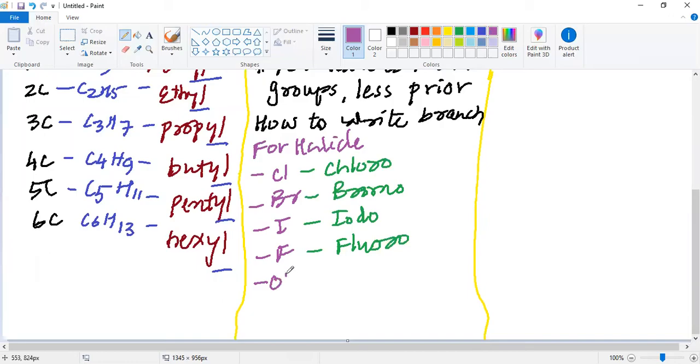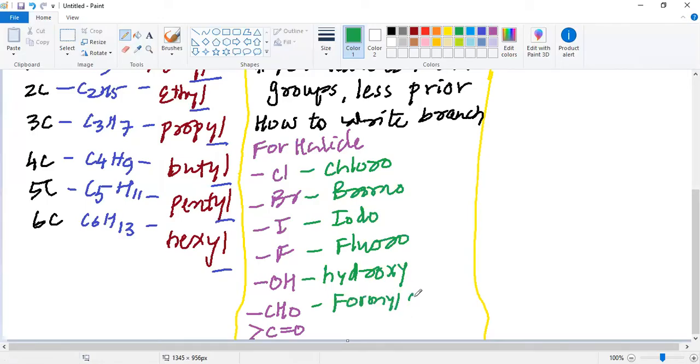Now, if we have the functional group OH, in that case, how will we write? So, for the functional group OH or the functional group CHO, or we may have the functional group C double bond O, let us study how we write the various prefixes. For OH, we may write hydroxy. For CHO, we may write formyl or oxo. Formyl, or we can write oxo. For ketone group, we can write oxo.